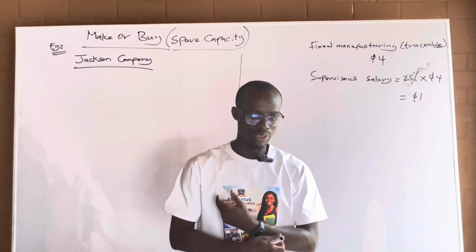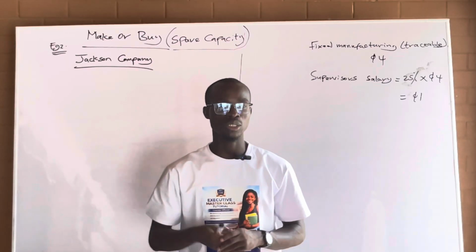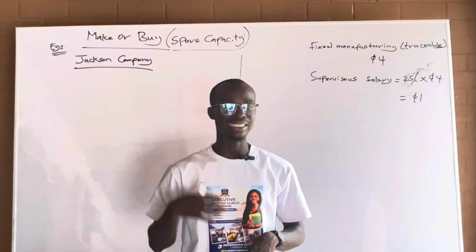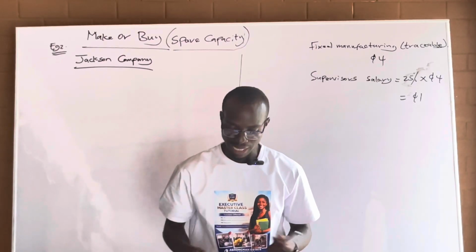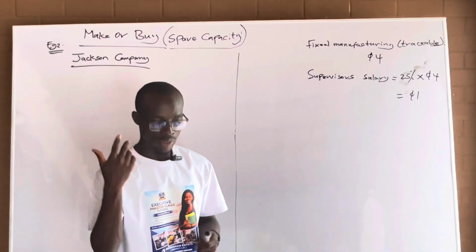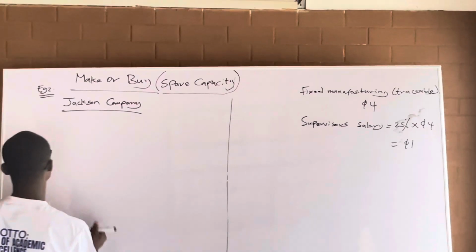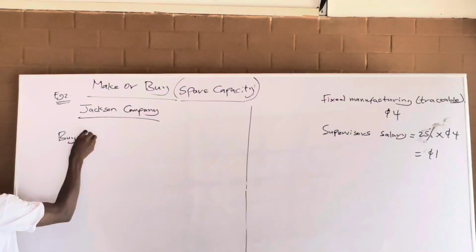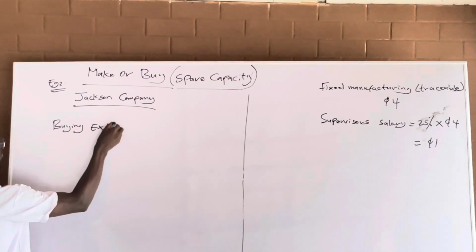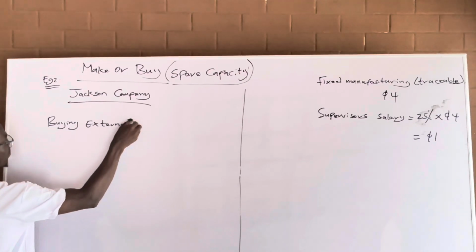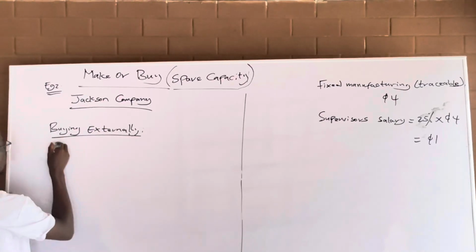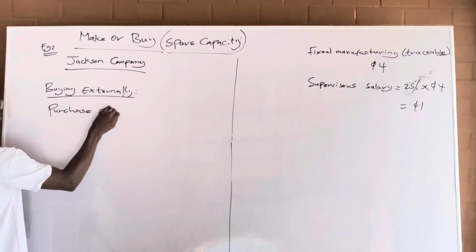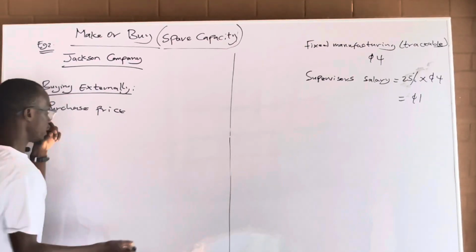So an outside company has come to Jackson Company and said the part you want to produce, we can sell it to you for 30 Ghana cedis. That is buying externally. So the purchase price or the buying price is 30 Ghana cedis.